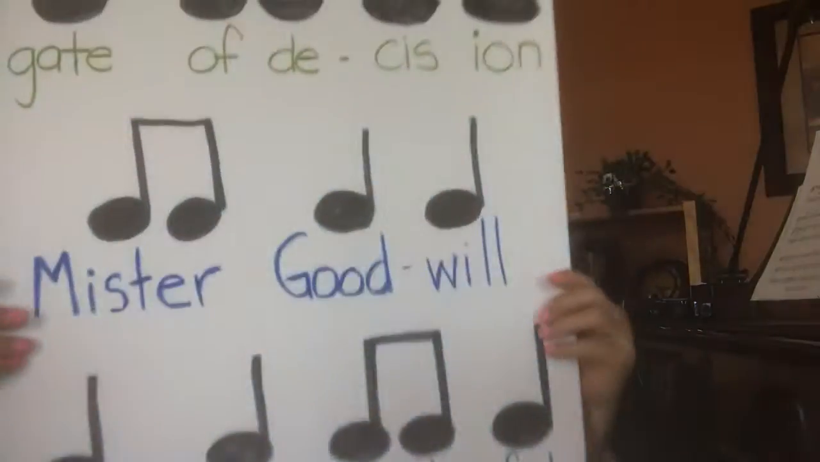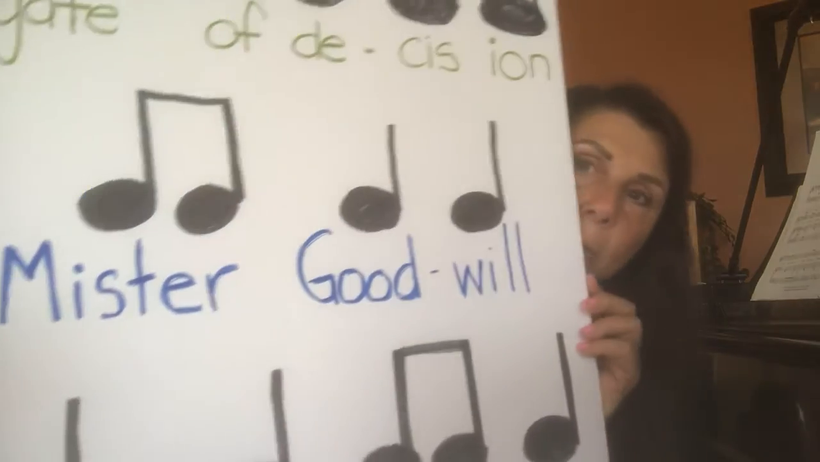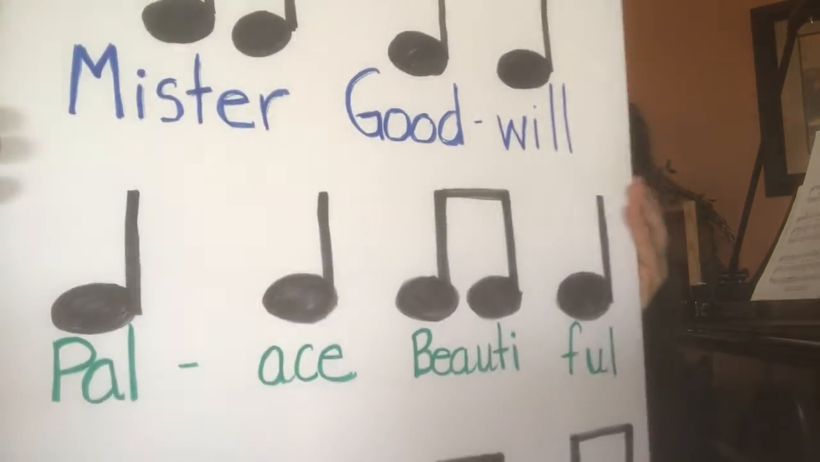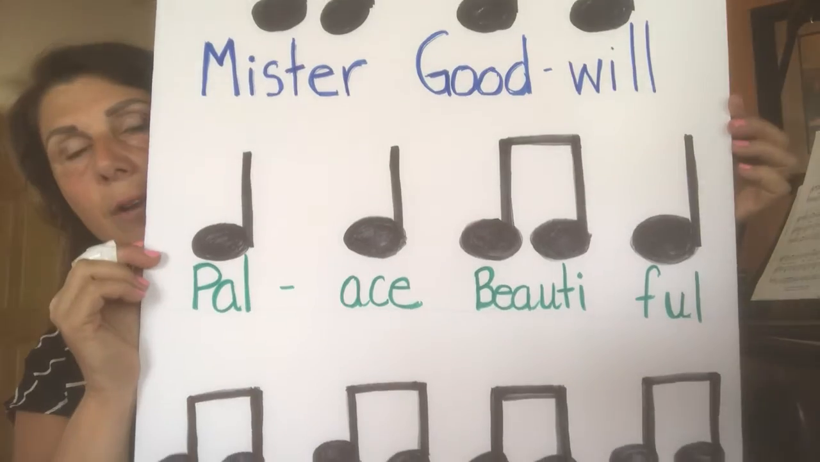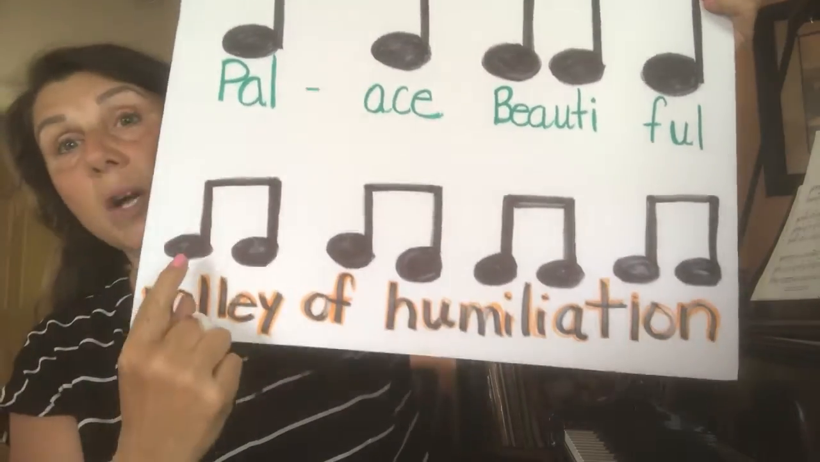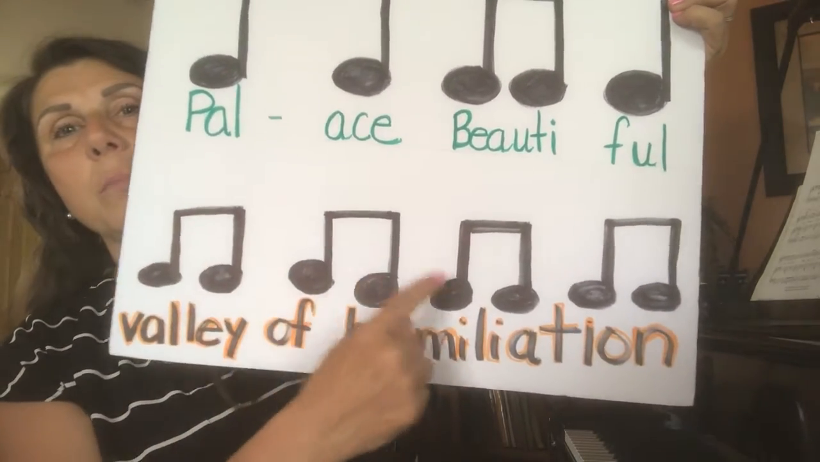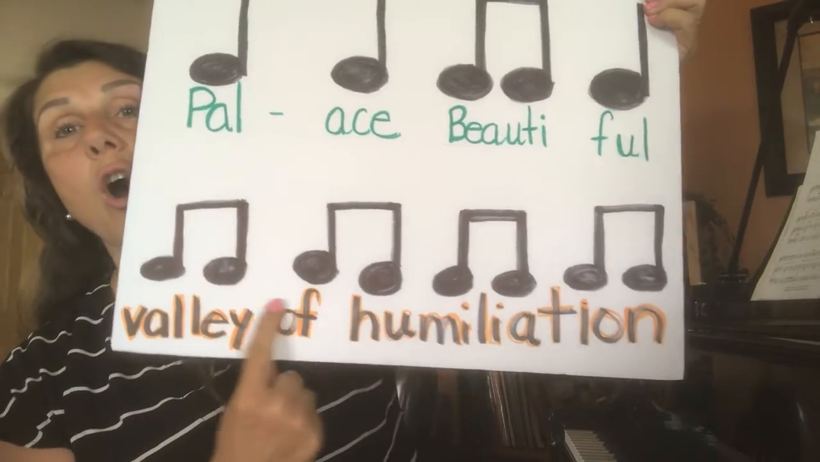Okay, now I hope you have your rhythm instrument, and we are going to go on to our story of Pilgrim's Progress. Let's review quickly some of the rhythms we've done. All right. City of Destruction. And then we have Mr. Goodwill. And we have Palace Beautiful. And this is the new one today, Valley of Humiliation. So those are all eighth notes.